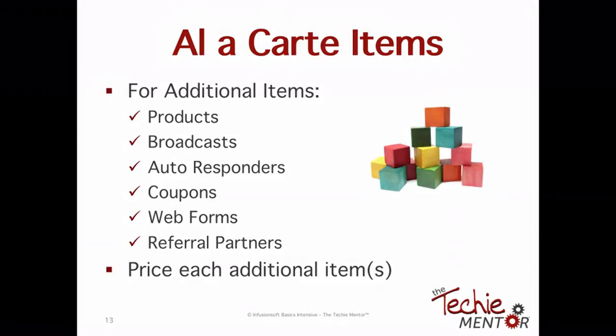So you could price each one. So $5 for a product. And how do you price these is based on how long it takes you to get it done. Everything's based on your amount of time, because we all have time. We all need to spend it wisely. You want to make sure you're being paid for that. So price each additional item.